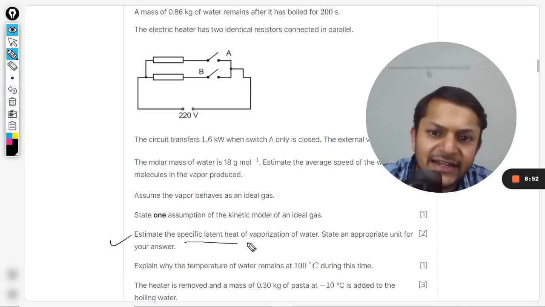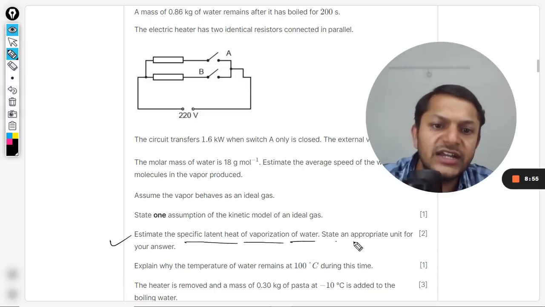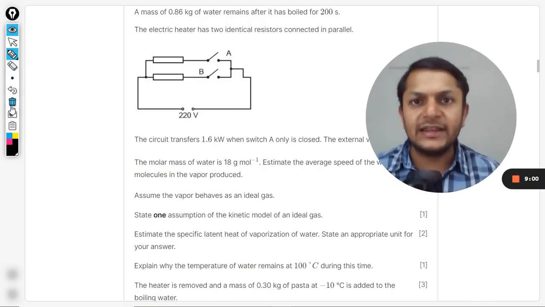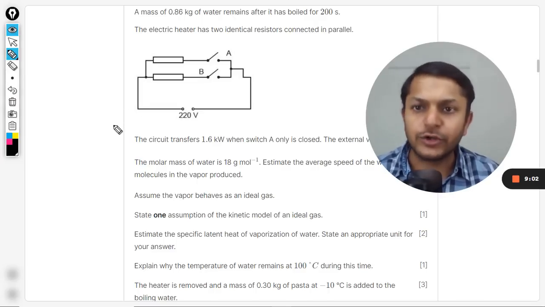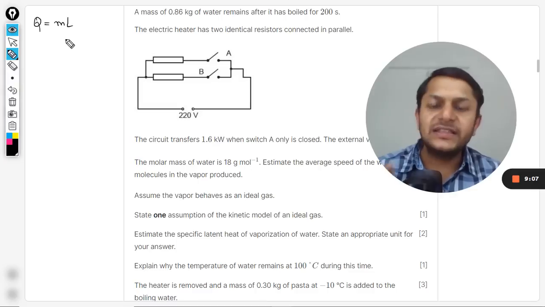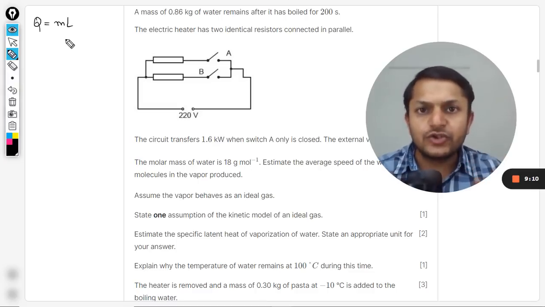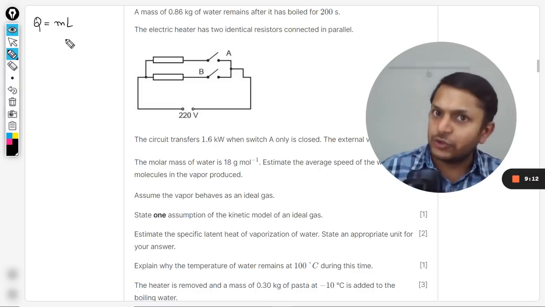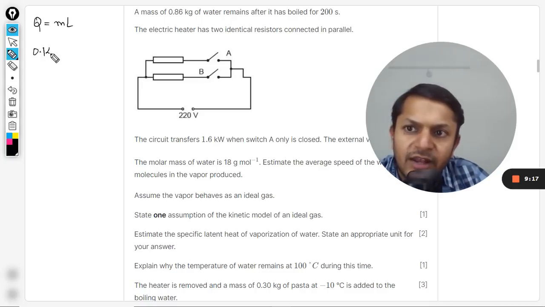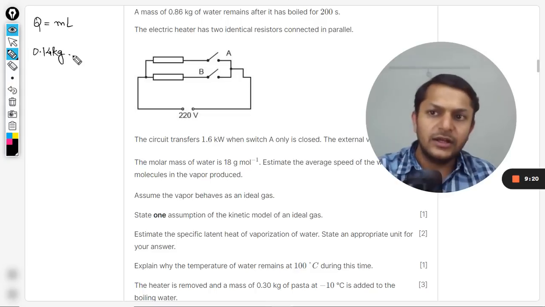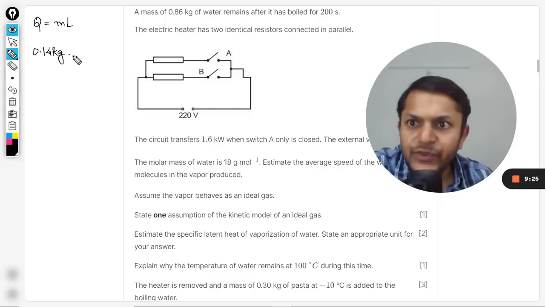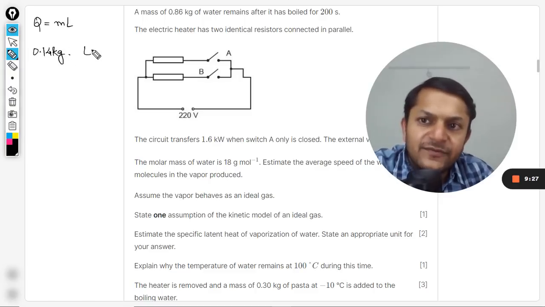Let us now move to the next question here. Estimate the specific latent heat of vaporization of water. State an appropriate unit for your answer. It means that now we want to find the latent heat of vaporization of water. So what is the latent heat of vaporization? Q is equal to M into L. This is the heat which is to be given to the water if you want to convert it into steam. It is given that 0.14 kg of the water has been converted into vapor. So this is the mass, and latent heat we want to find.